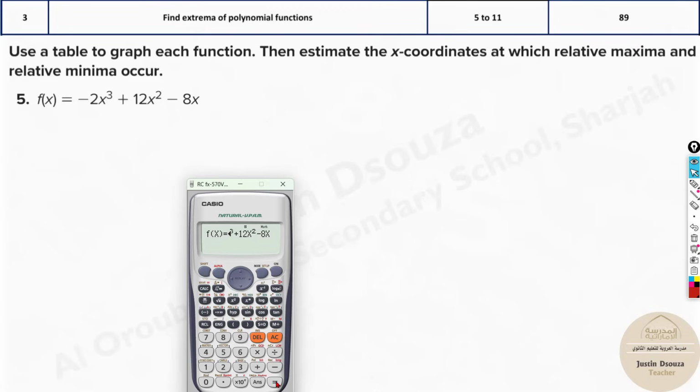Now what you need to do is press equal to. If you get another option, don't type anything, just press equal to. Most of you may not have the second option, you directly come over here. Where do you want to start? Say start at minus 3 or minus 5 and ending also at 3 or 4 or 5, anything. Step, let it be 1. And you can see here the values are given of the graph.